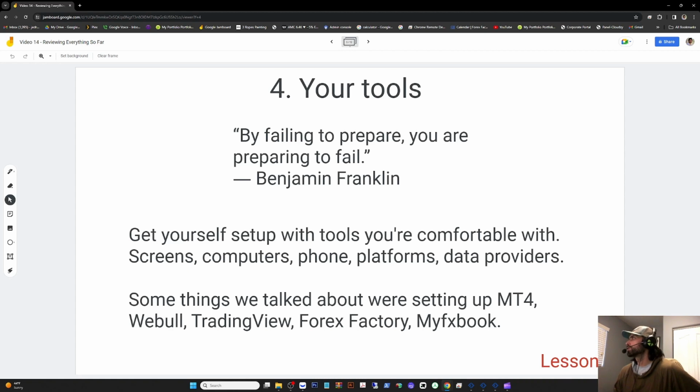Four, your tools. By failing to prepare, you are preparing to fail. Get yourself set up with tools you're comfortable with: screens, computers, phone, platforms, data providers, software. I have multiple computers ready with all my tools already set up, and I have a backup phone too in my safe just in case. Some things we talked about were setting up MT4, Webull, TradingView, Forex Factory, and my FX book.